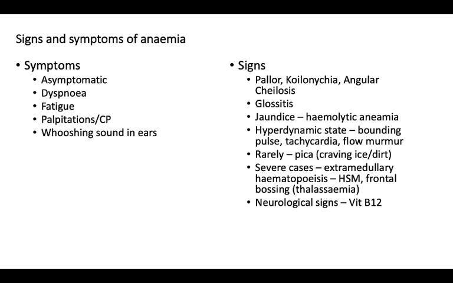So next, let's look at how a patient with anemia might present. This depends on what's causing the anemia, but generally a lot of patients are actually asymptomatic, and the anemia is usually found incidentally when someone does a full blood count.